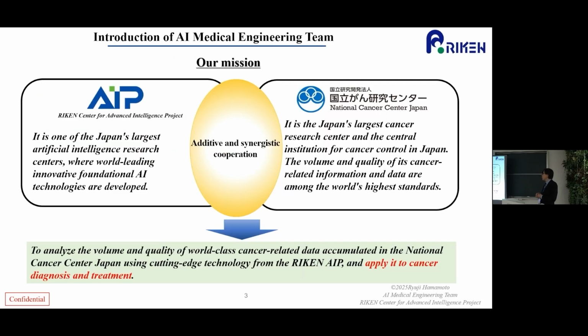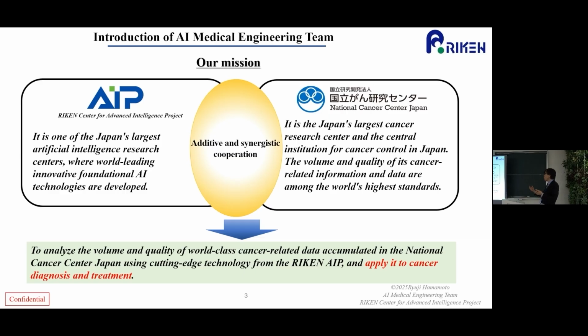So, as you know, the RIKEN-AIP Center is one of Japan's largest artificial intelligence research centers, where world-leading, innovative, foundational artificial intelligence technologies are developed. And the National Cancer Center Japan is Japan's largest cancer research center and the central institution for cancer control in Japan. The volume and quality of its cancer-related information and data are among the world's highest standard.